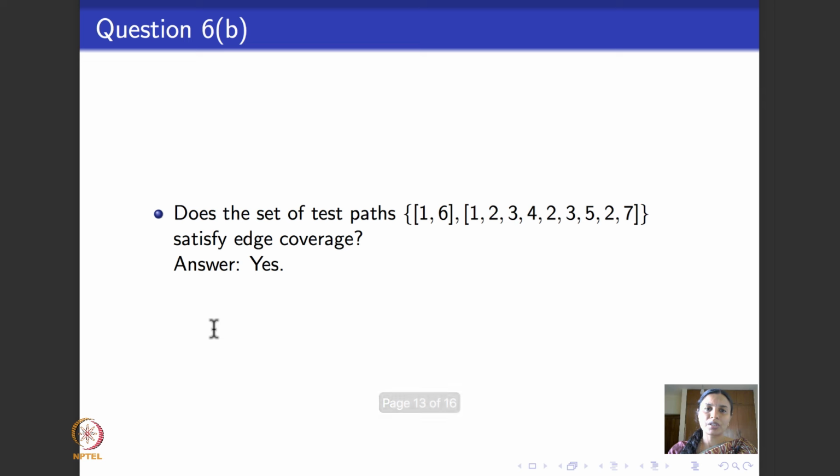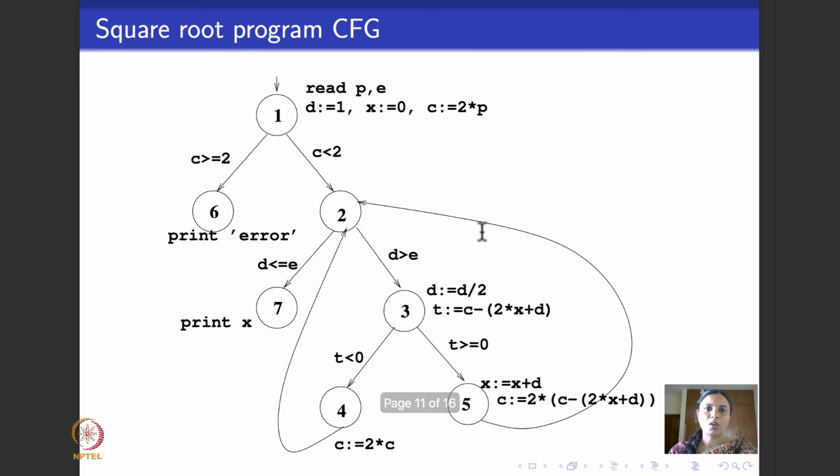So the second question was, does the set of test paths 1, 6, and 1, 2, 3, 4, 2, 3, 5, 2, 7 satisfy edge coverage? Please remember these test paths: 1, 6, and then 1, 2, 3, 4, 2, 3, 5, 2, 7. We'll go back to the CFG. Does this satisfy edge coverage?